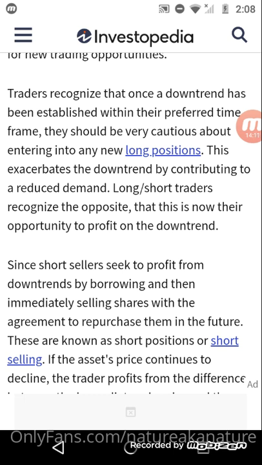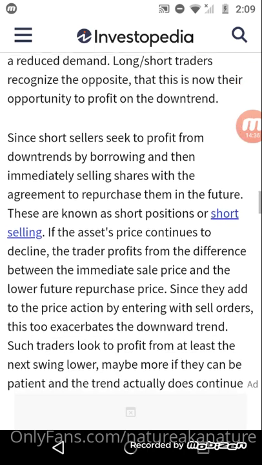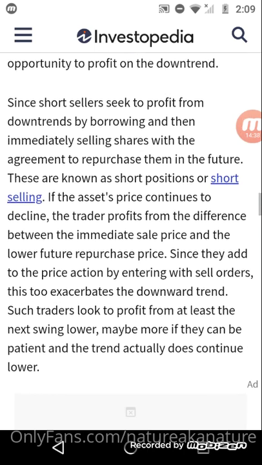This accelerates the downtrend by contributing to a reduced demand. Long/short traders recognize the opposite, that this is now their opportunity to profit on the downtrend. Short sellers seek to profit from the downtrend by borrowing and then immediately selling shares with the agreement to repurchase them in the future. These are known as short positions or short selling.